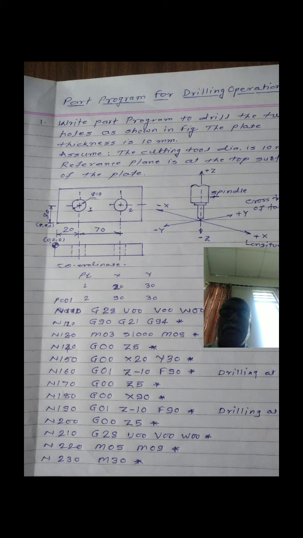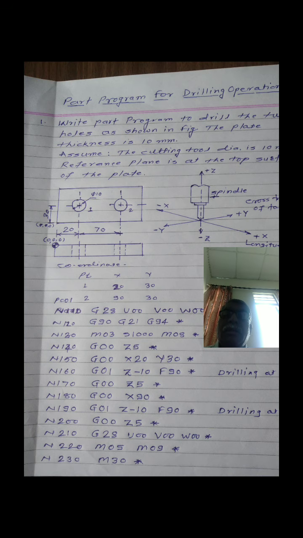Is it okay? Then here you have to perform the drilling operation at point 1 and point 2. The dimensions are measured from the reference point along the x direction and along the y direction. Is it okay? Then you have to find out the coordinates. It is very simple to find out the coordinates. You have to prepare the table with point, x-axis and y-axis values.